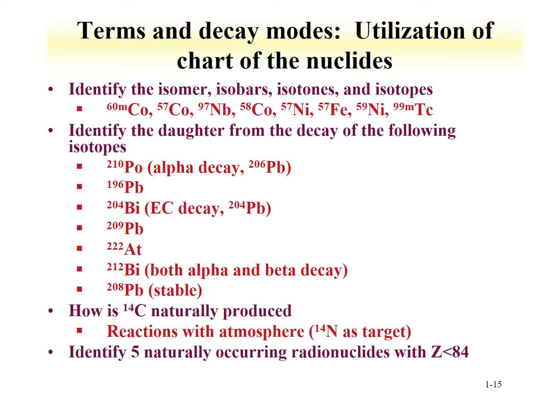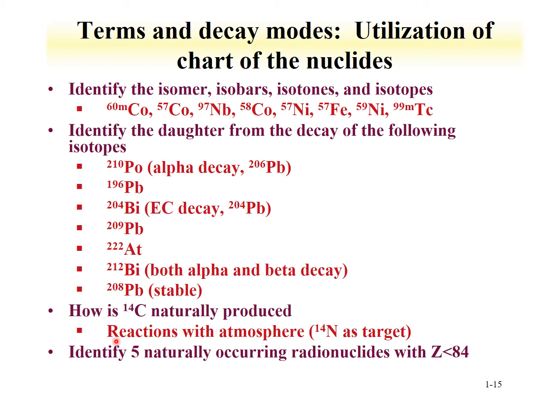You should be able to get an idea of how some isotopes are produced. For instance, carbon-14, naturally occurring radioactive carbon, half-life around 5,000 years. It's produced by reactions with atmospheric nitrogen. So if you looked at nitrogen-14, you could figure out what reactions are necessary to remove a proton from nitrogen-14 to make carbon-14.